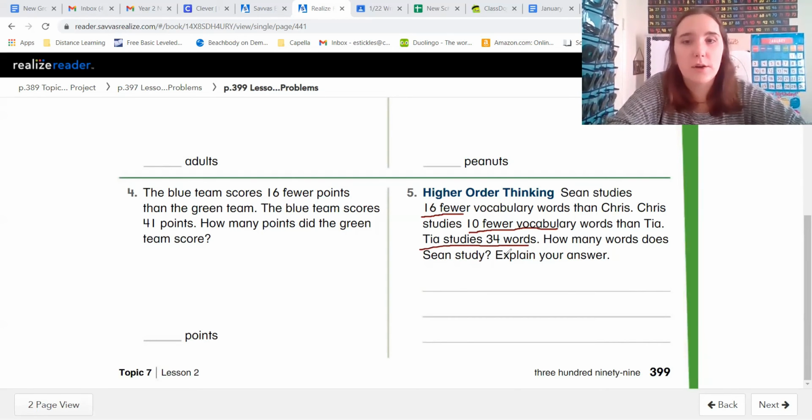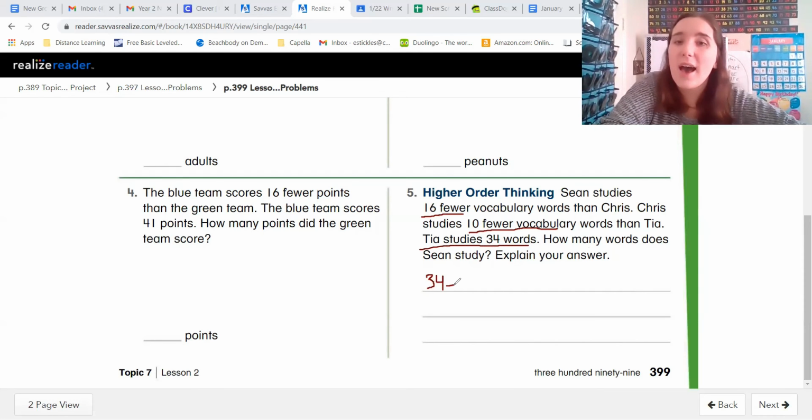So here's what I'm going to do. I'm going to start with what I know. I know that Tia studies 34 words. That's the only number that I really know. Now to find the number that Sean studied, I have to figure out how many Chris has, because it says Sean studies 16 less than Chris, but I don't know how many Chris studied. So I need to find the number that Chris studied first.